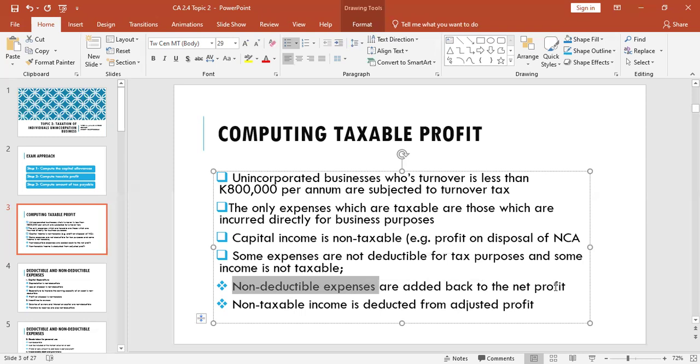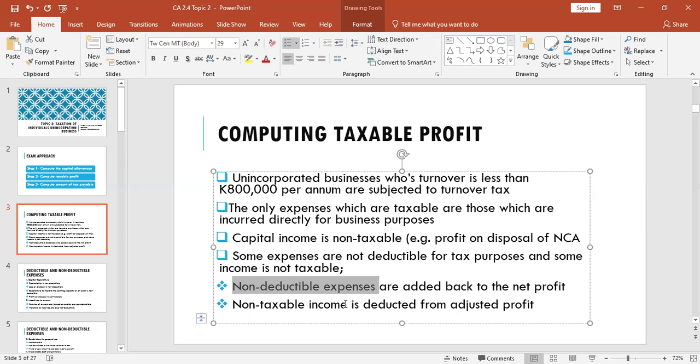So non-deductible expenses are basically those expenses which are not allowed for tax purposes. So we add them back. Then non-taxable income. So this is income that is not taxed. For instance, profit on disposal. Profit on disposal is basically a capital income, and capital incomes, according to ZRA, we're not supposed to charge tax on them. So this is why we need to deduct them from the net profit.